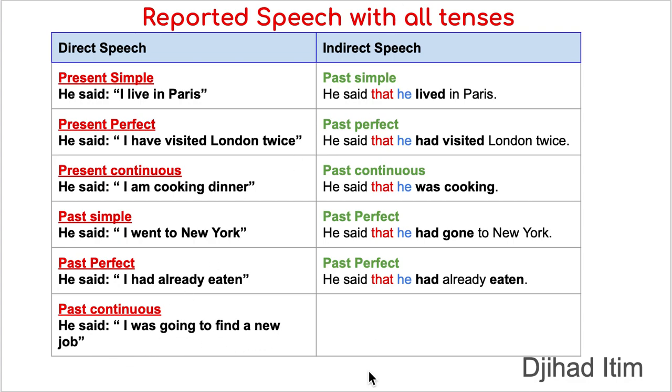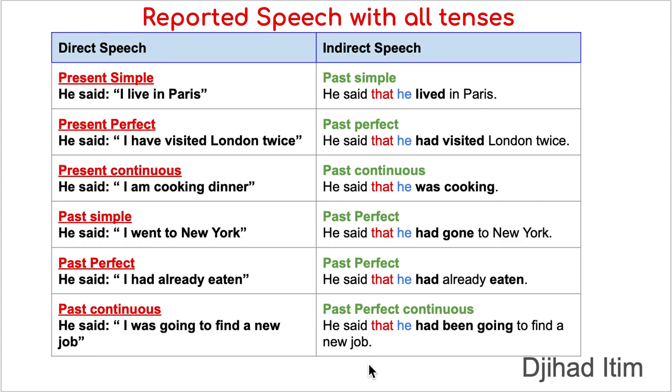So in the indirect speech, what do we say? We say past perfect continuous. The past perfect continuous rule is had been plus the verb plus ing. For instance, here is the answer. He said that, we omit the colon and quotation marks and add that, and instead of I, we say he. He said that he had been going to find a new job.